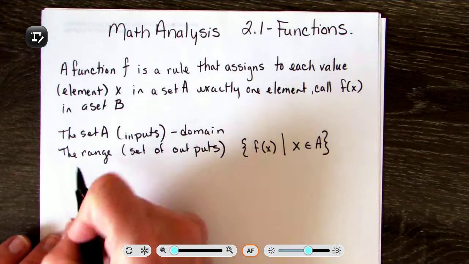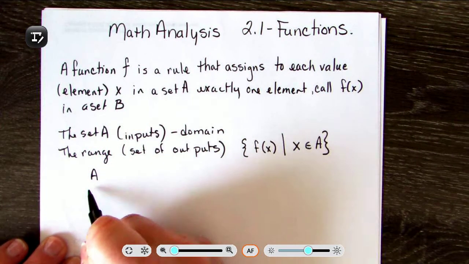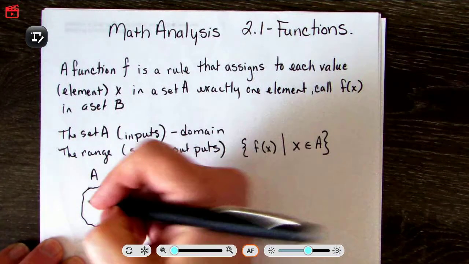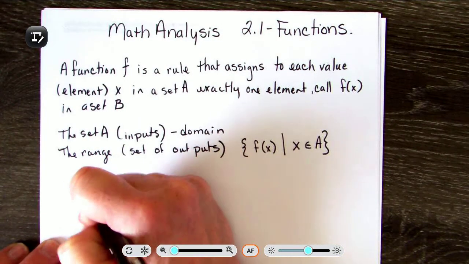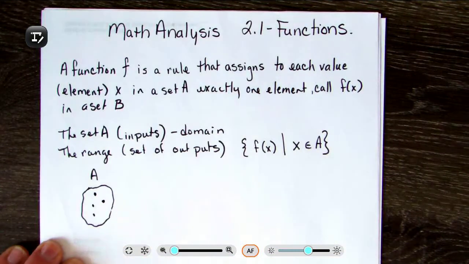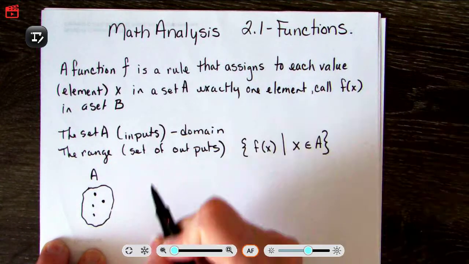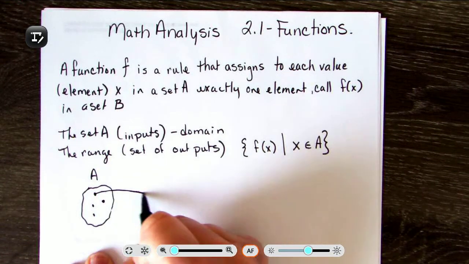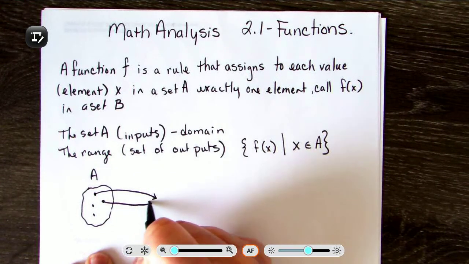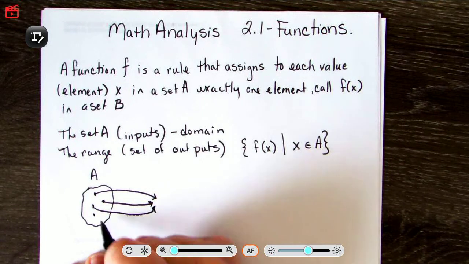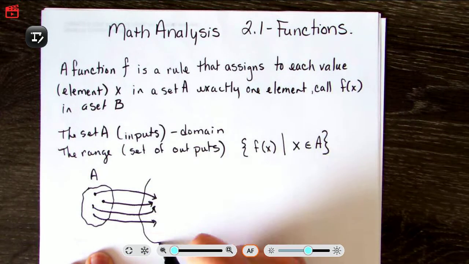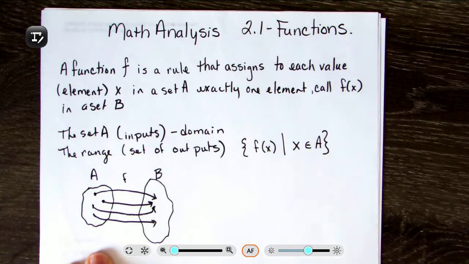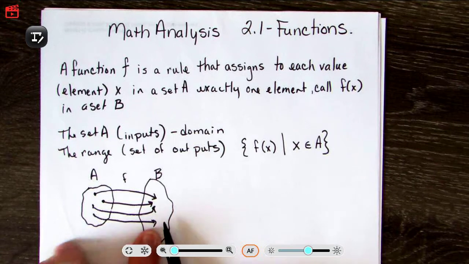So let's look at a picture to illustrate what's going on. Let's say I have a set A, and it has some stuff in here. Okay, so it's got 4 little things in here. This function takes every single one of them to something in B. So here's our set B. So F is the way that it goes from here to here.